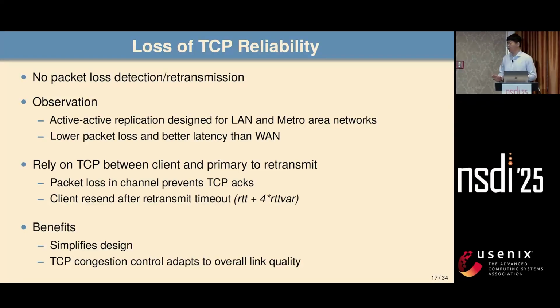Because of that, we are relying on the client to retransmit the packet for us. For example, if there's a packet loss in the replication channel, then the primary will never receive the acknowledgement from the replica. So it won't process the packet, and over time, the client will retransmit the packet. This helps us simplify the design, and it also forces the TCP congestion control algorithm to adapt to the overall link quality between primary and replica.